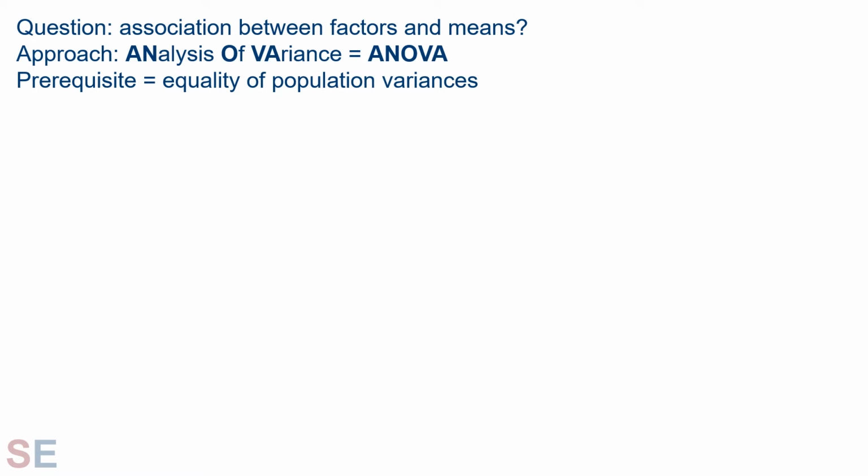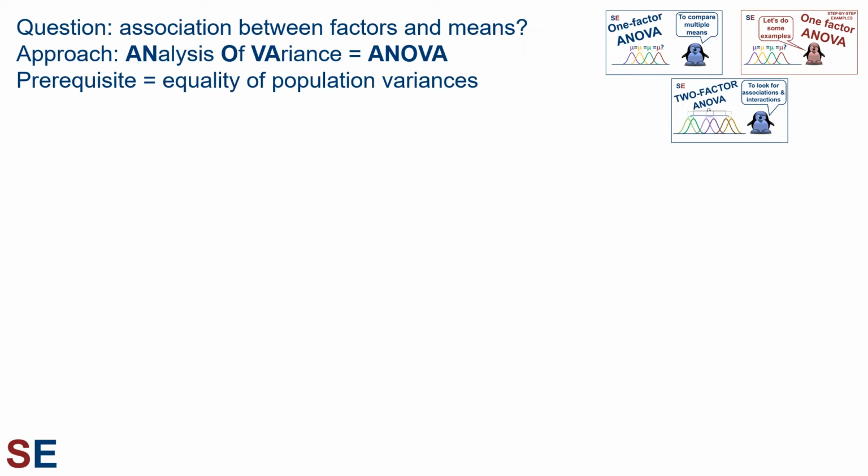The two-factor ANOVA is a widely used technique. It's used when we have the question, what is the association between factors and the means of groups that have values for those factors? The approach is to conduct an analysis of variance, which is where the ANOVA name comes from. If you're not familiar with the one-factor ANOVA, I recommend watching the Stats Examples videos on the one-factor ANOVA.